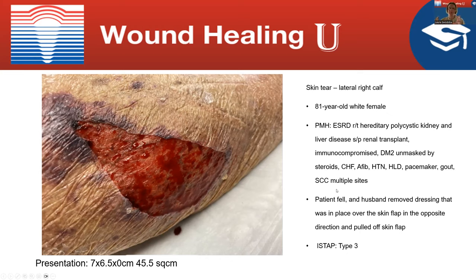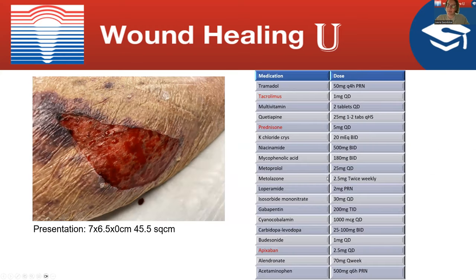And when you take a look at that peri-wound skin, you can see how a lot of those comorbidities, age, and steroid intake have affected the quality of the skin, leading to the skin tear. With this patient, we can see a pretty large wound that presented at 45.5 square centimeters total. And this is an ISTAP type 3 because we have no skin flap. But what actually happened is after the skin tear, the skin flap was approximated. However, during the dressing change, the husband removed the dressing the wrong direction. So again, that's why we place that arrow, to hopefully avoid something like this, where removing it in the opposite direction just ripped the entire skin flap right off. So an ISTAP type 3.